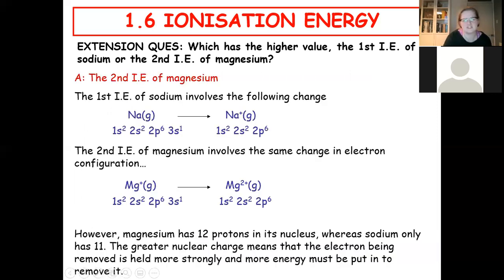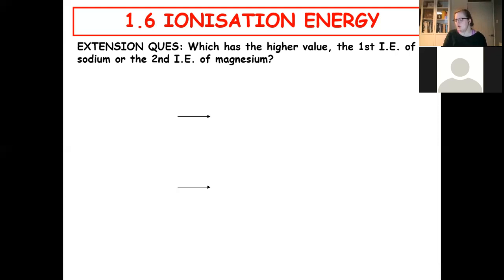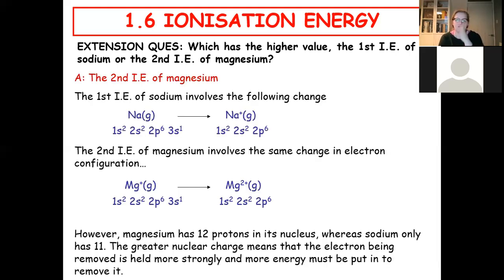You often get questions like this that appear. So we're going to have a quick talk through this question. You'll often get asked things like, which has the higher value, the first ionization energy of sodium or the second ionization energy of magnesium? You can just get asked random questions like this. So the answer to that would be the second ionization energy of magnesium.